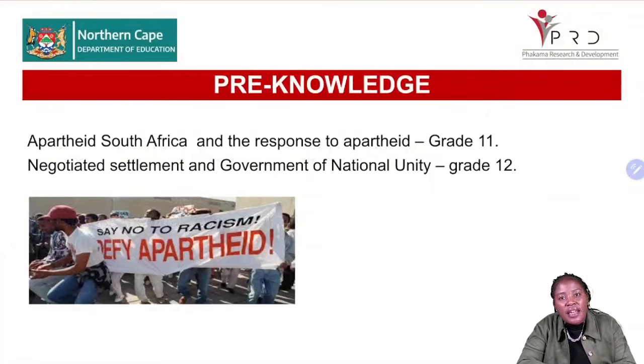Now, in grade 11, learners, you covered apartheid South Africa and the response to apartheid. And then in grade 12, under the negotiated settlement and the government of national unity, you spoke about the violence between different political parties pre-1994 elections. So as we proceed, you will realize that this topic that we are focusing on today is actually linked to these two topics. One done in grade 11, which is apartheid and the response or resistance to apartheid. And one is the negotiated settlement and the government of national unity, which you covered this year in grade 12.